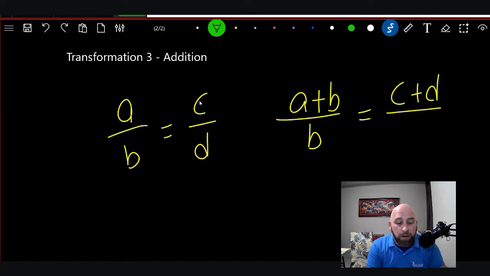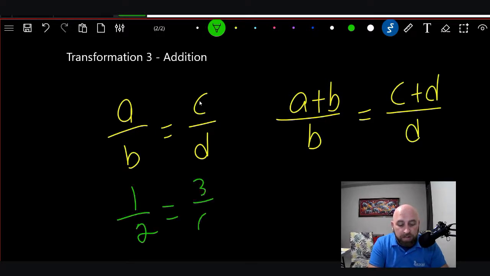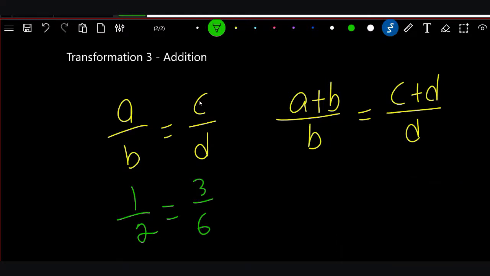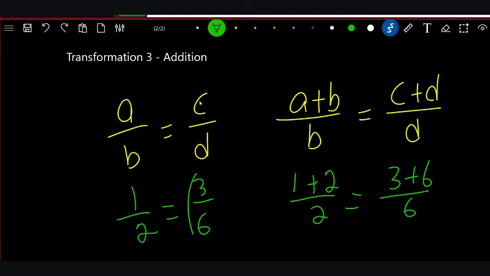Now that one might be a little bit hard for you to understand, so let's go ahead and use some numbers. Let's use the numbers 1, 2, 3, and 6. Okay, so that's proportional. So now let's add it together. Let's do exactly what we did over here. So 1 plus 2 over 2 equals 3 plus 6 over 6. So in other words, I just took A plus B. So A plus B was right here, 1 plus 2. And then I took C plus D. That's right here, 3 plus 6 over B and over D.